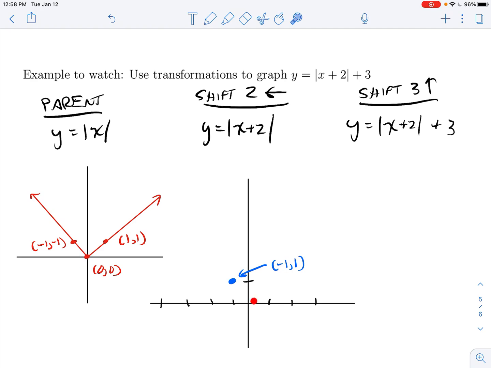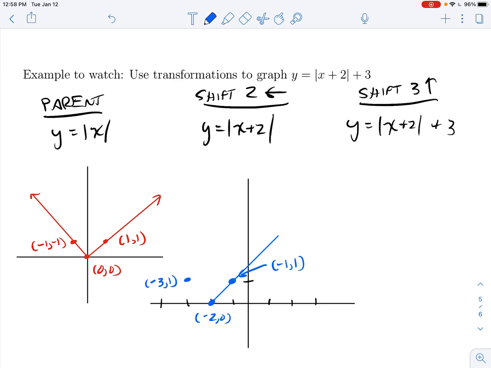We had a point at the origin. Where does the origin go if I shift 2 units to the left? It goes to this point, -2, 0. We had a point at -1, -1. Where does that go if I shift 2 units to the left? It goes to -3, 1.